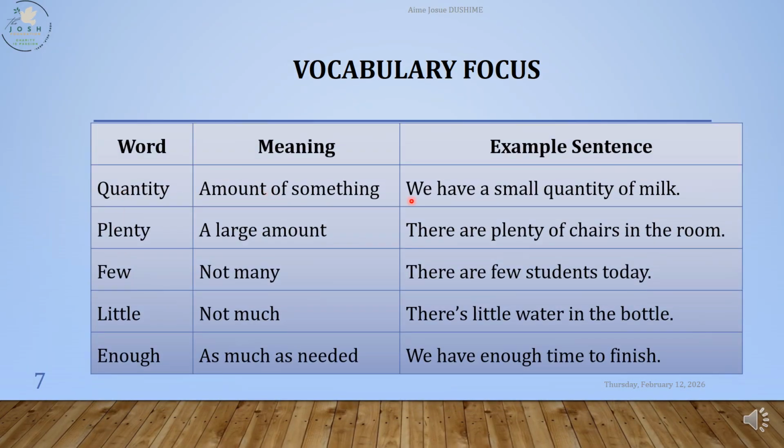Quantity means amount of something. We have a small quantity of milk. Plenty means a large amount, a very large amount. There is plenty of chairs in the room. Few means not many. There are few students today. Little means not much. There is little water in the bottle. Enough means as much as needed. We have enough time to finish. Like we have a lot of time. It's enough.